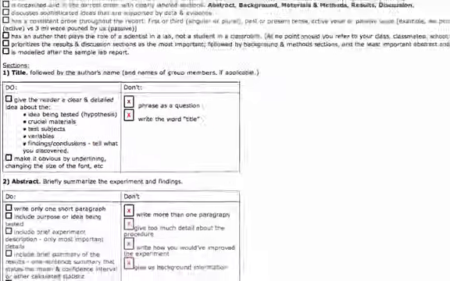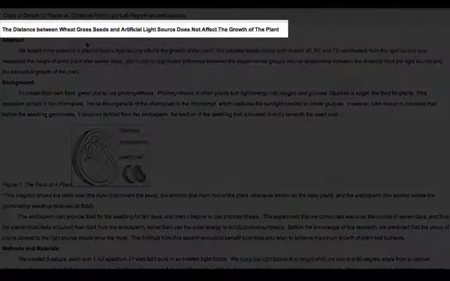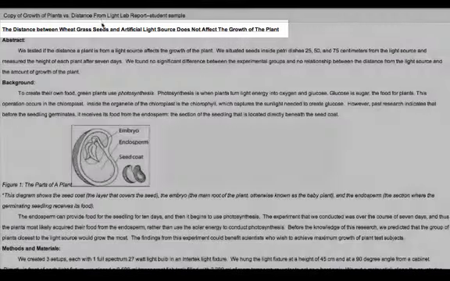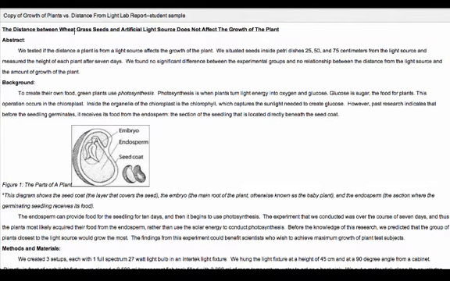So let's look at the sample lab report here. You see this person's lab report: the distance between wheatgrass seeds and artificial light source does not affect the growth of the plant. So here we know the test subjects, we know the variable that was being tested, which was the distance, and we know the responding variable was the growth of the plant. And we know the actual conclusion. So this person, based on their data, concluded that there was no effect. So it's a pretty long-winded title, and that's quite all right.